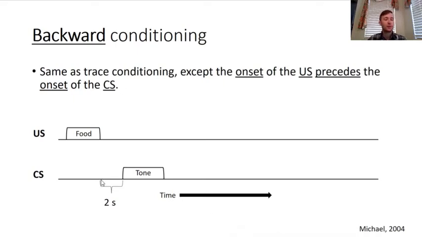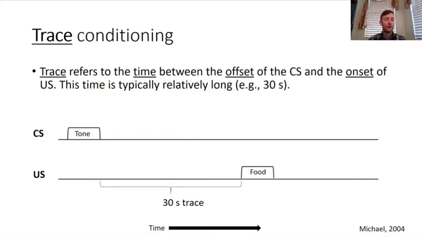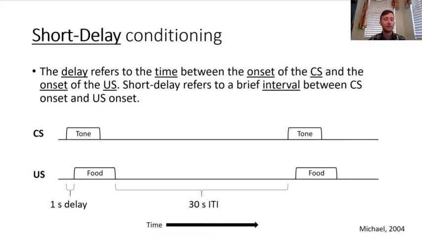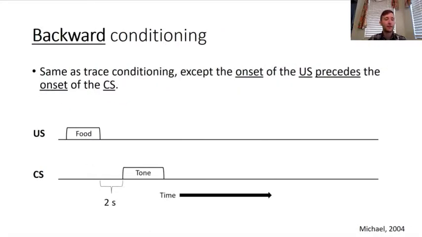Okay, so this time, for example, in prior diagrams, the CS was on top, right? Because the CS preceded the US. Now the US is on top in this diagram because the first stimulus is on top. So the US, the food, is presented.